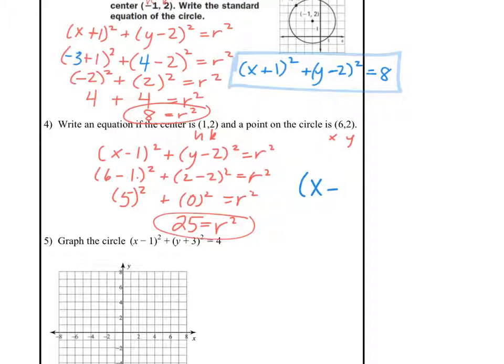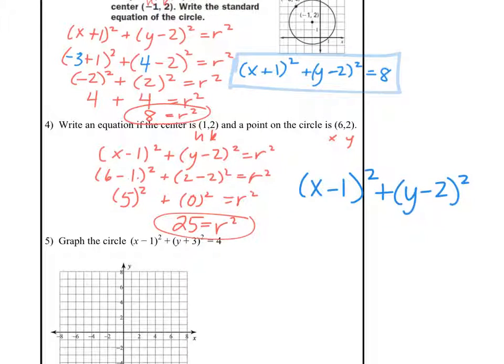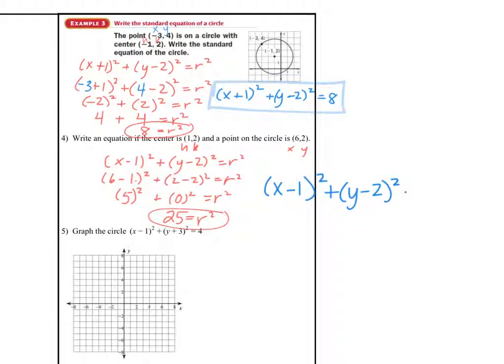With the center and the radius squared, which is 25. Guys, what would my radius be then? 5. The square root of 25 is 5. Last one.